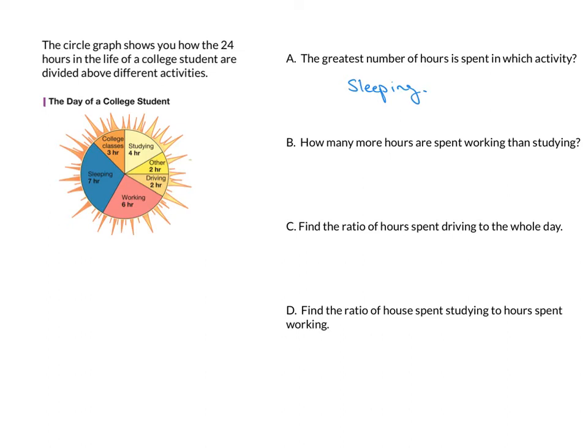All right. B, we want to know how many more hours are spent working than studying. So working, we spend 6 hours. Studying, on average, we spend about 4 hours. And to figure out how many more hours are spent working than studying, we are going to subtract. So we get 2 hours.